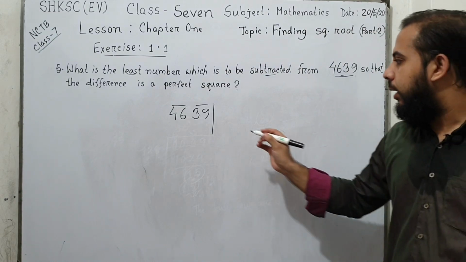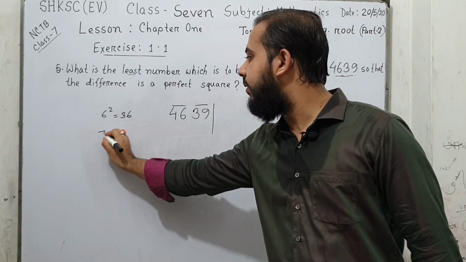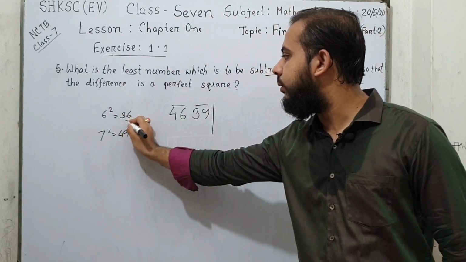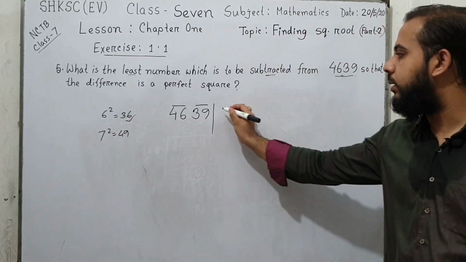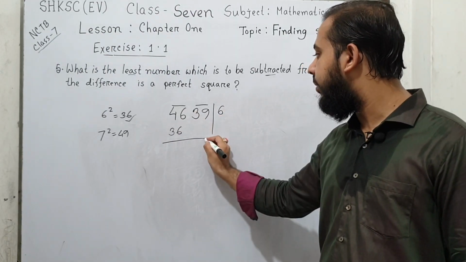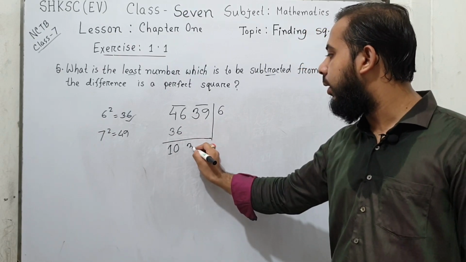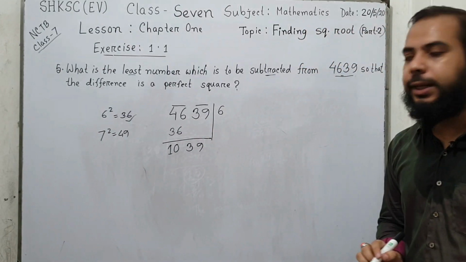4639. Now 6 square is 36 and 7 square is equal to 49. So we should take 6 square. So if we put 6 here, 6 square will be 36. Now if we subtract 36 from 46, we will get 10. And now we have to put down the next pair. The next pair is 39.